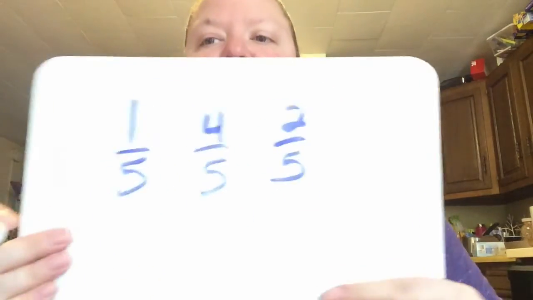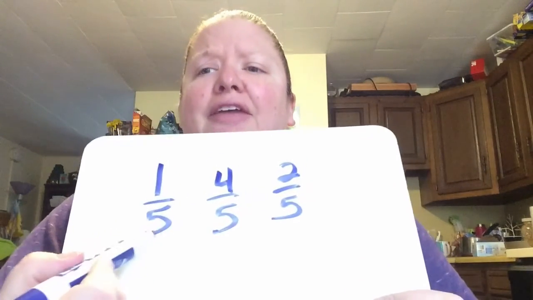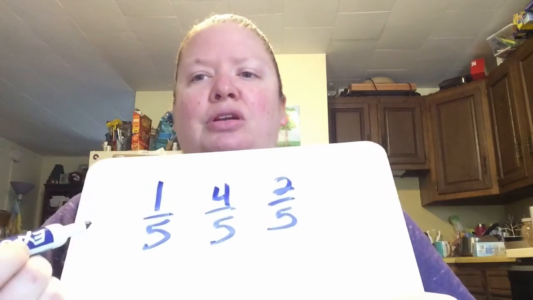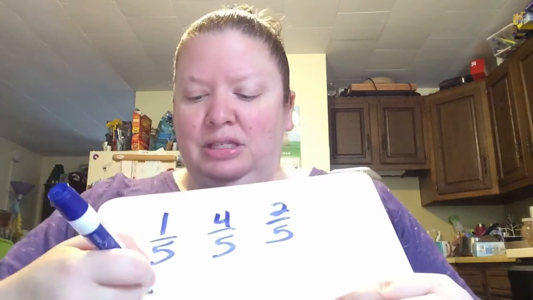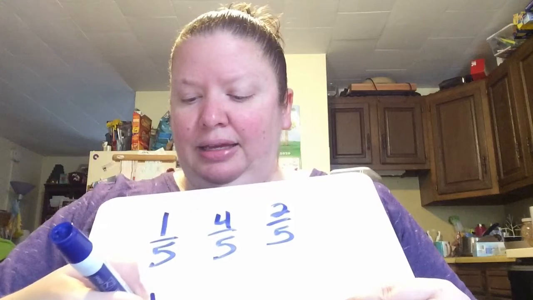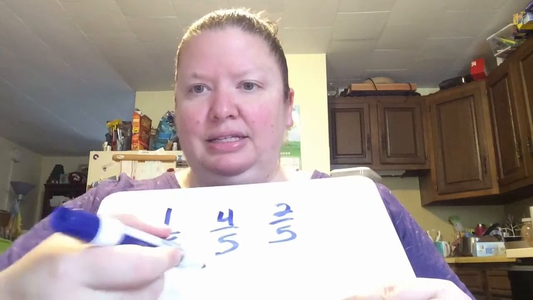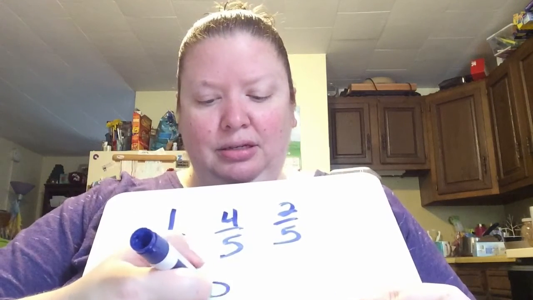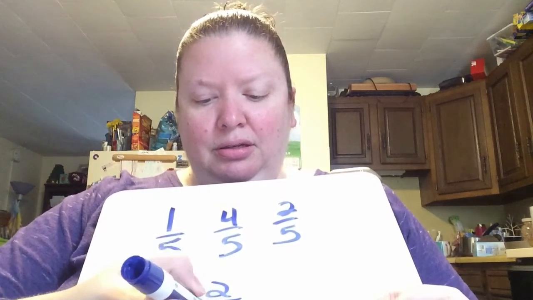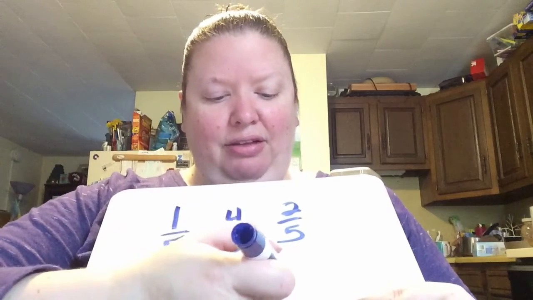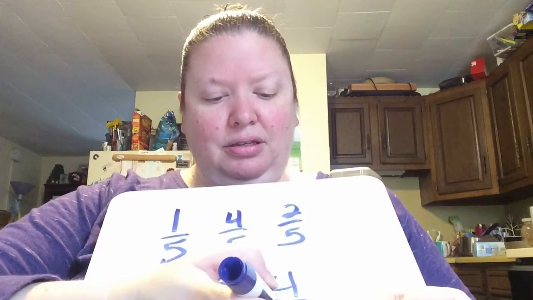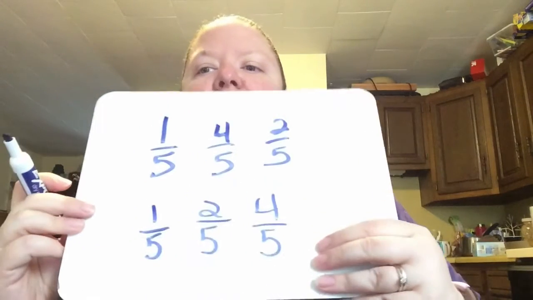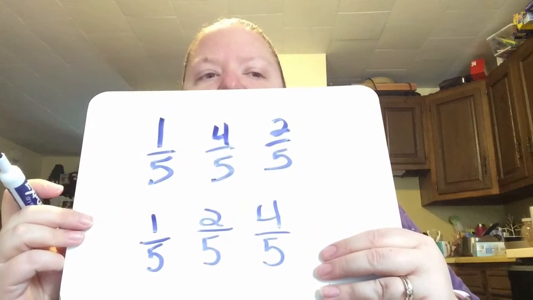If the denominator is the same on all of them, then we just put them in order by the numerator. So obviously 1/5 would stay where it is. 2/5 would come next, and then 4/5 would be last. So that's really easy if the denominators are the same.